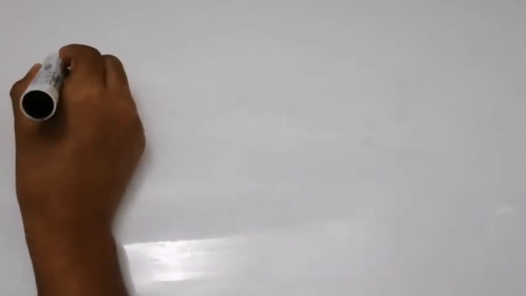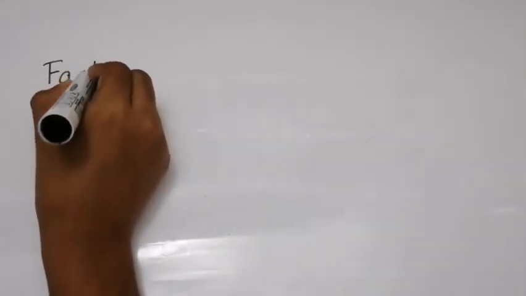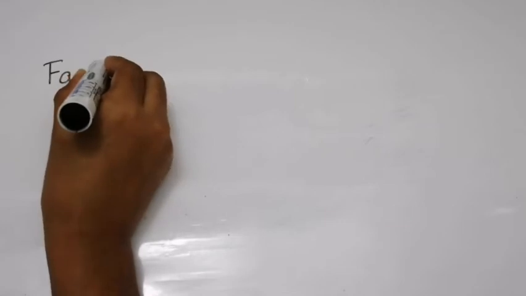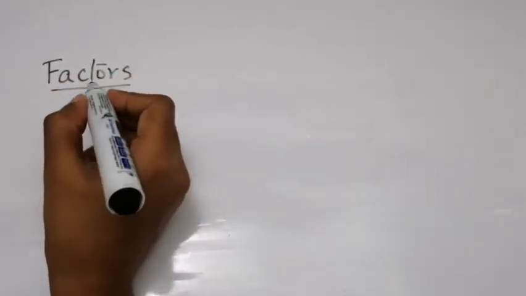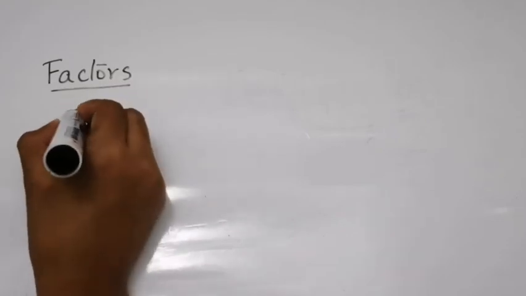So today I'm going to give a very rough explanation of factors from the chapter Repeated Multiplication of class 7th. Yes children, so today we are going to study factors. Okay? Factors. It's easy. Okay? How to write the factors of the number 32.